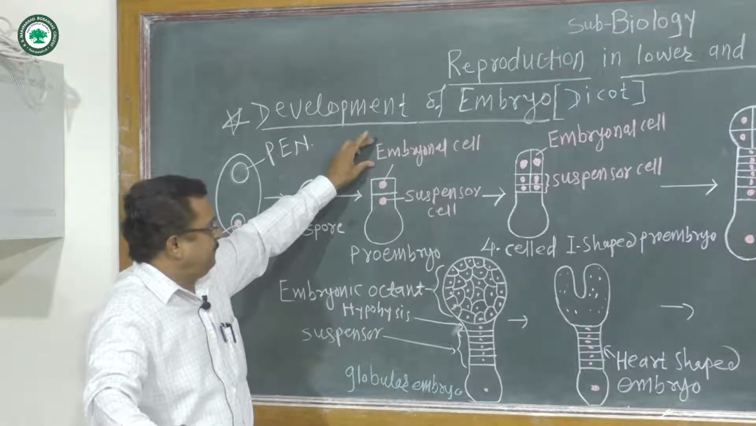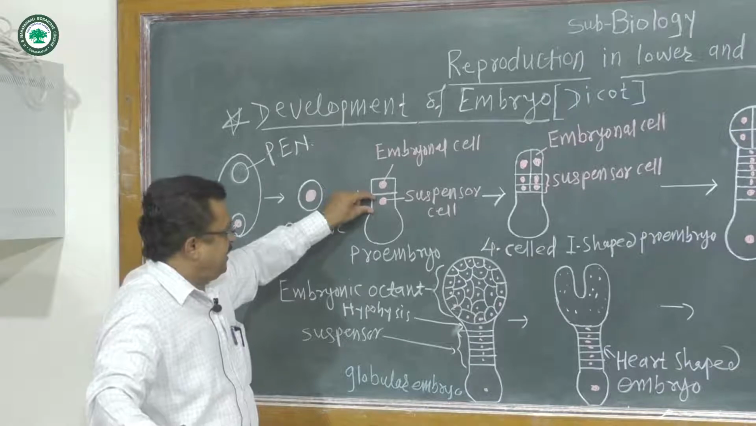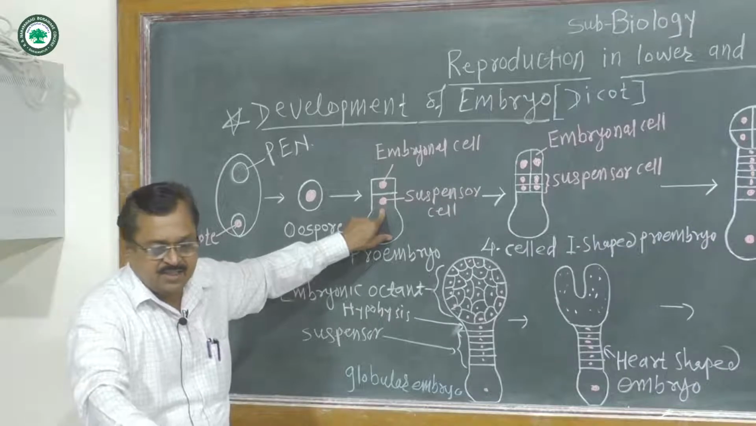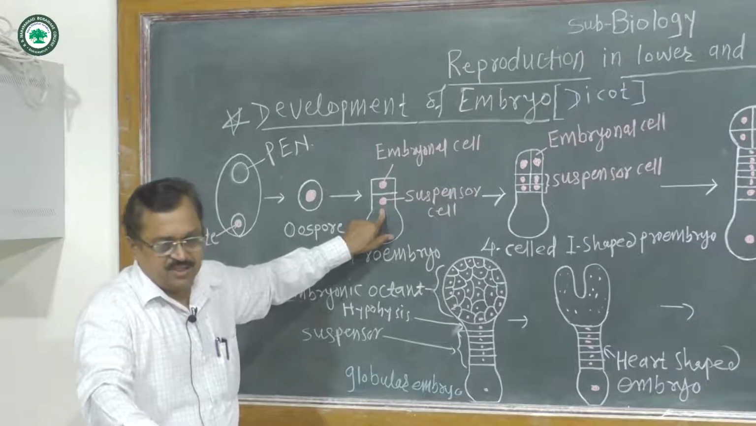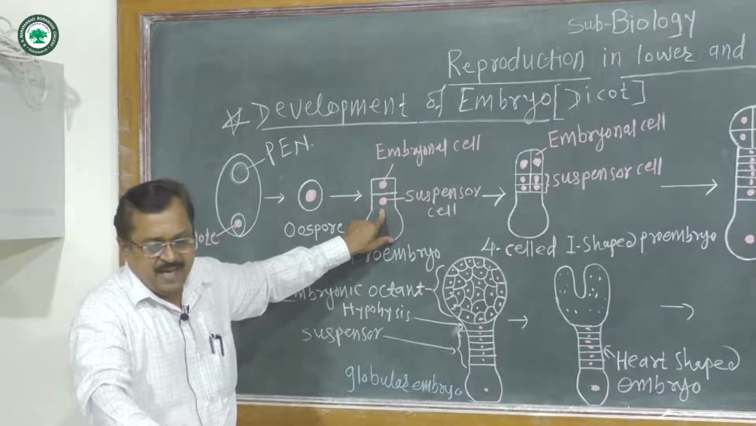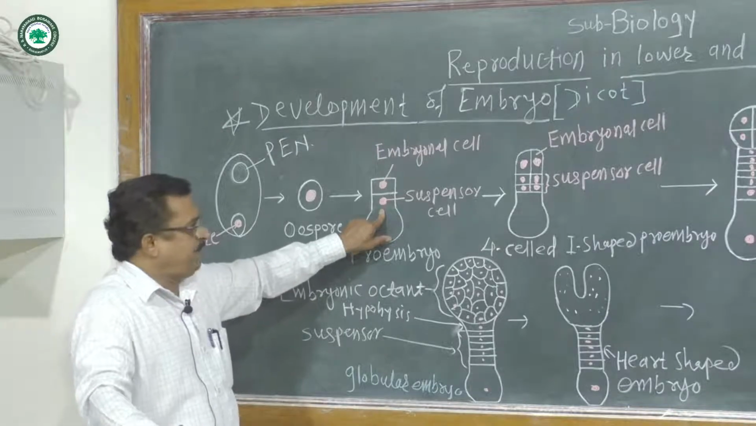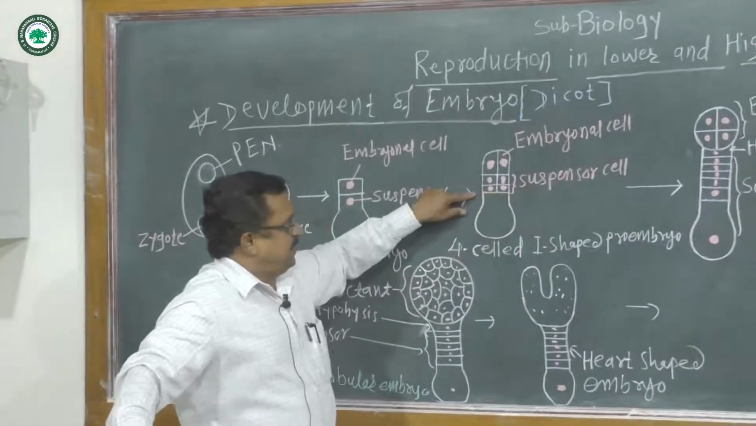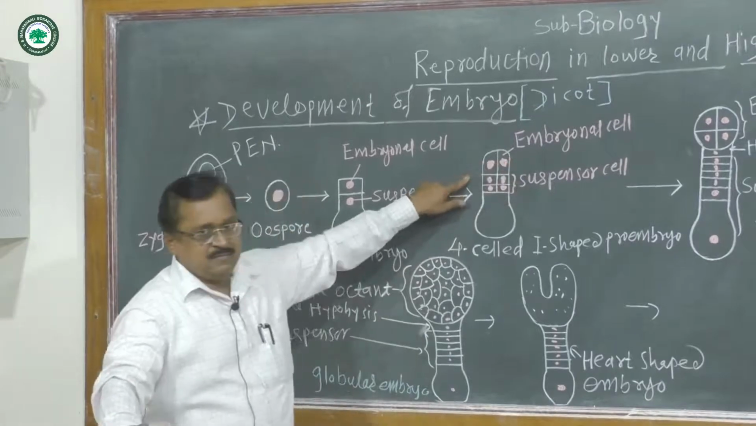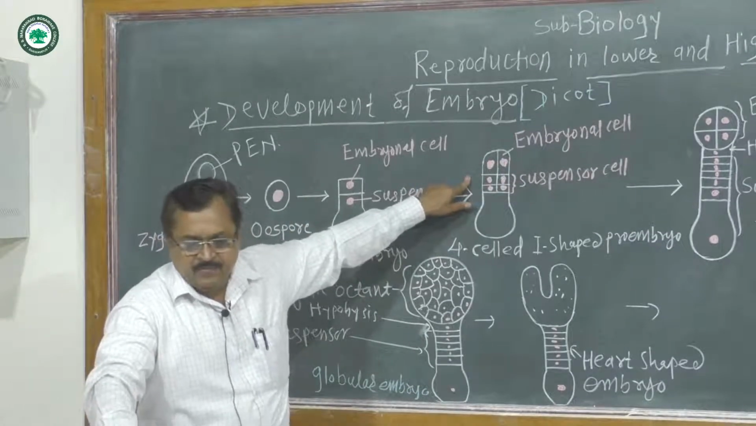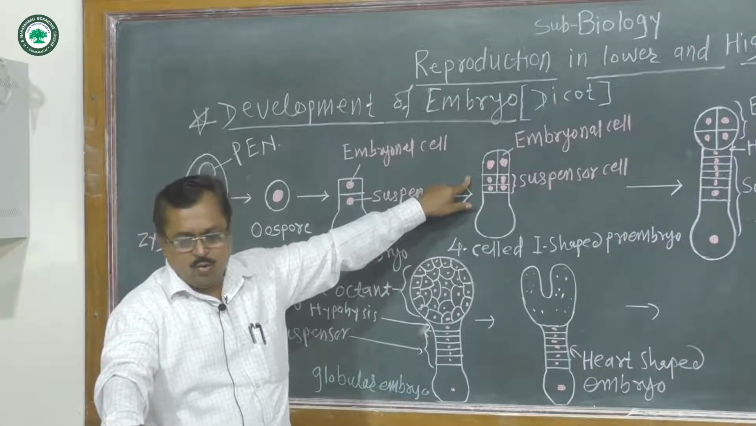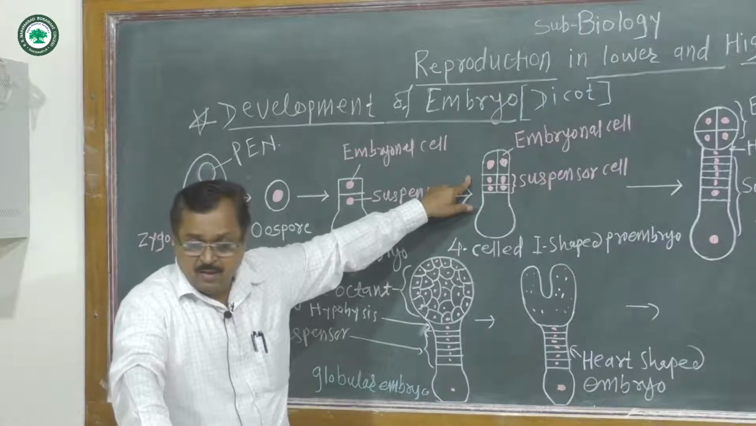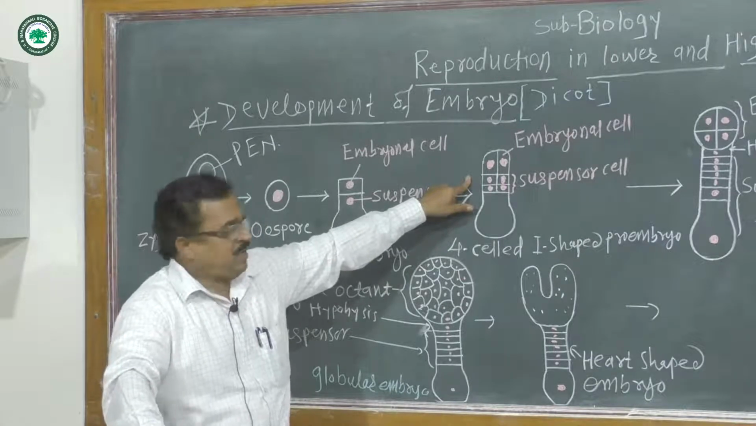The suspensor cell divides repeatedly to form a row of cells, and the suspensor develops. The suspensor helps to push the embryo deep into the endosperm. This is the suspensor and this is the embryonal cell. The terminal cell of the two-celled proembryo undergoes transverse division.